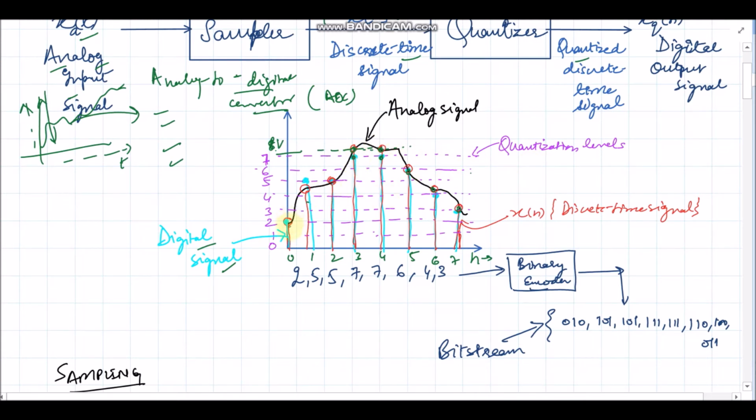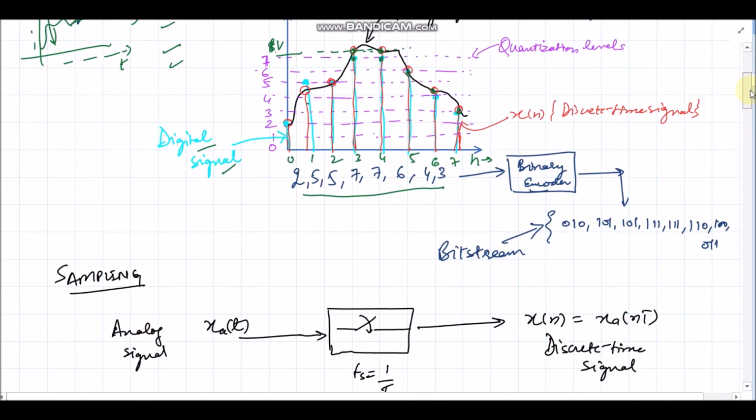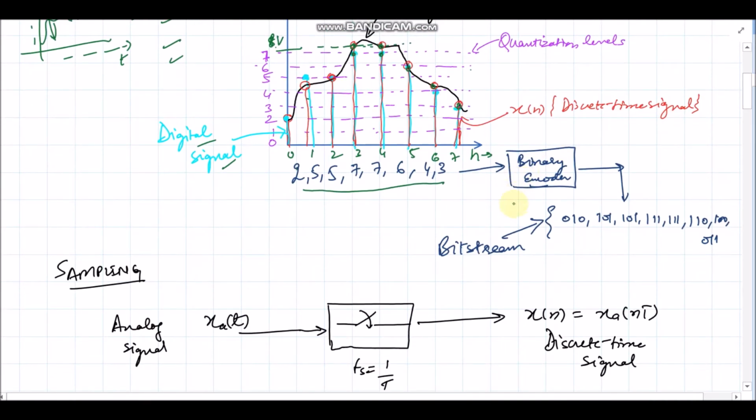These quantization levels can be written like this. So the samples can now be written as simple numbers. The first sample is represented by 2, the second sample is 5, the third sample is 5, the fourth sample is 7. Likewise, we have the digital signal. These are the digits. So this is the digital signal. Now, this digital signal can be coded into a bit stream using a binary encoder.